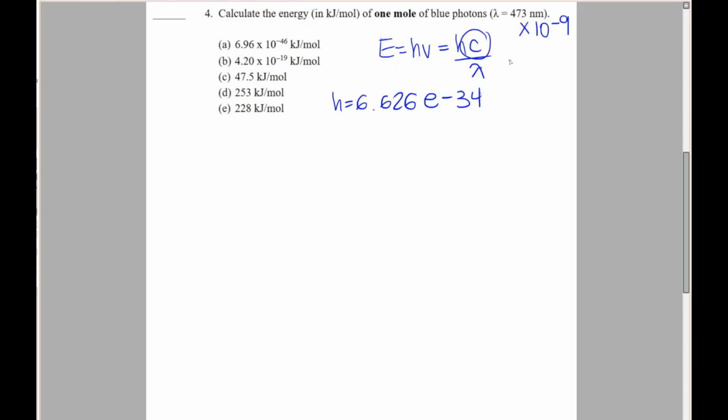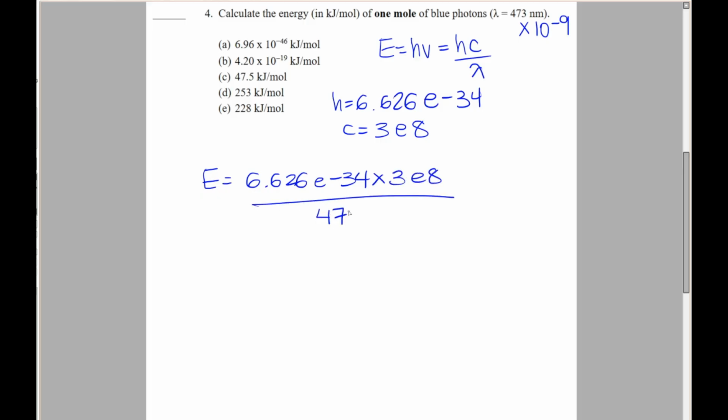C is the speed of light, which is 3 times 10 to the 8. And then, we can just plug it in and find the energy for 1 photon. Not 1 mole, but 1 photon. And that's important later on. So when we plug everything in, we get 6.626 e negative 34 times speed of light divided by 473 times 10 to the negative 9.